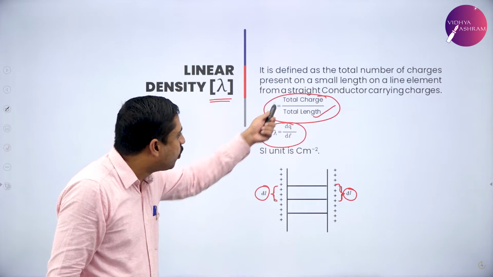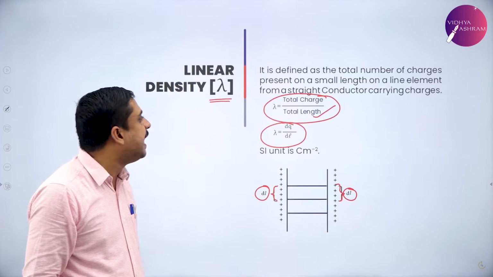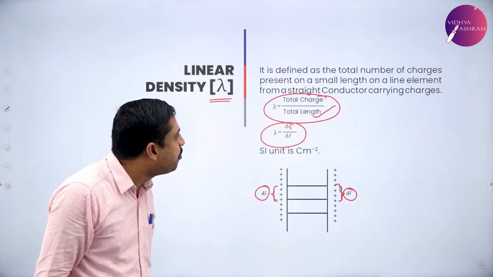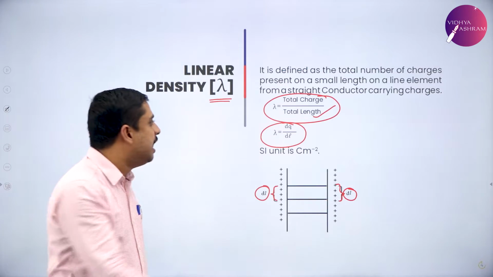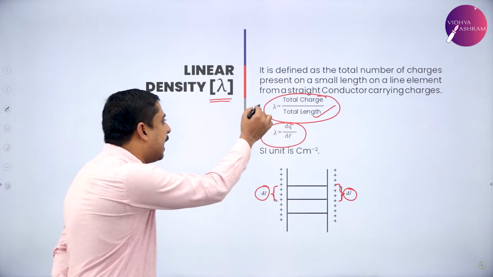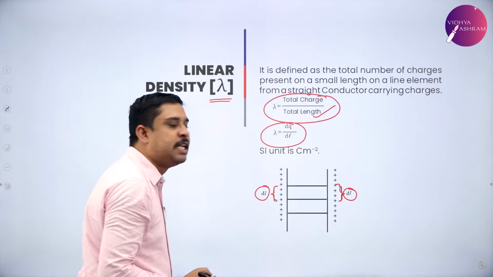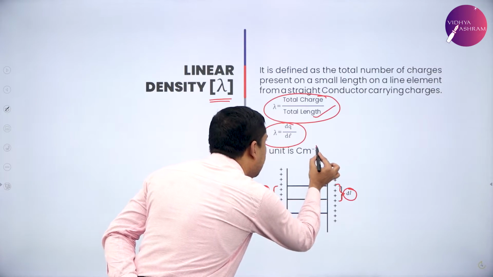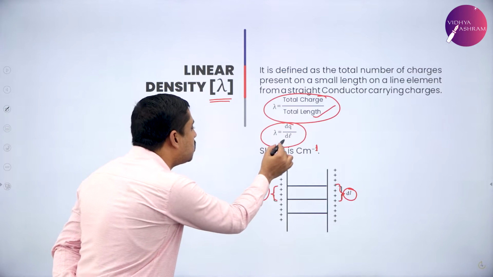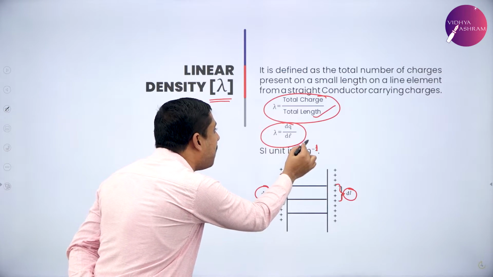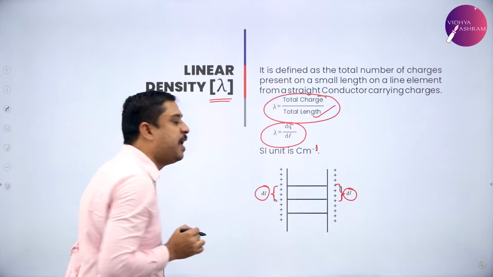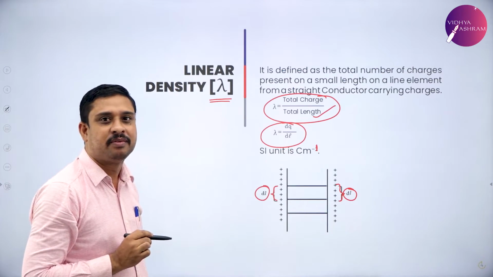And therefore, how did I define linear density? It is total charge divided by total length, dq divided by dl. Again, the SI unit of charge is coulomb, length is meter, so the unit is coulomb per meter, C m^-1. I wanted you all to know this difference, so I have highlighted meter minus 1.